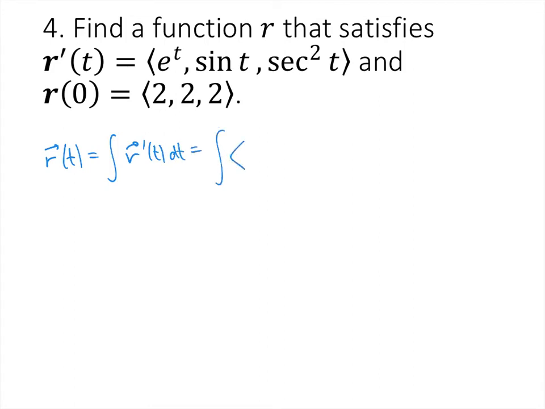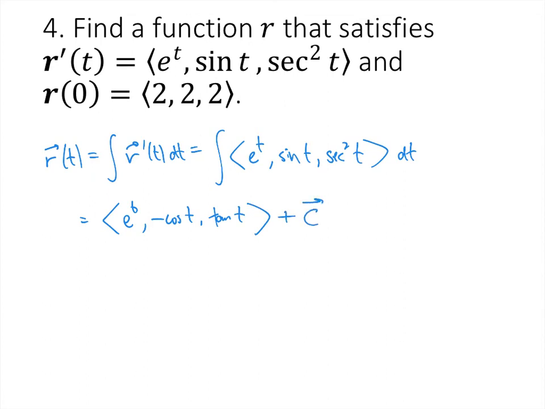Now how do we integrate a vector-valued function? Well, we just integrate each component. So this is really just sort of 3 Calc 1 problems all packaged into one Calc 3 problem. So we take the integral of e to the t, we get e to the t. We take the integral of sine of t, we get negative cosine of t. And we take the integral of secant squared, and we get tangent of t.